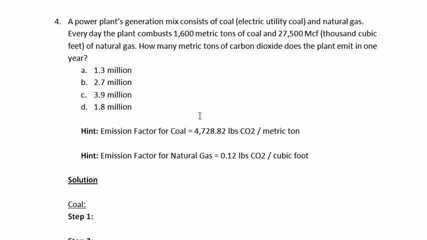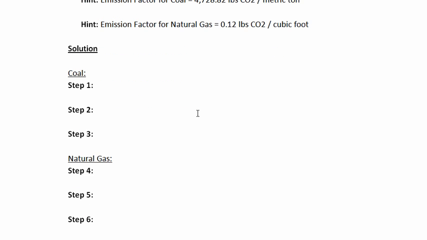So in order to solve this problem, we'll look at the 2 fossil fuels one at a time. We'll start with coal. We know that the facility is consuming 1,600 tons of coal per day. The problem doesn't specify how many days out of the year the power plant is operational, so we'll just assume it's 365. So 1,600 tons per day, multiplied by 365 days per year, gives us 584,000 tons per year.